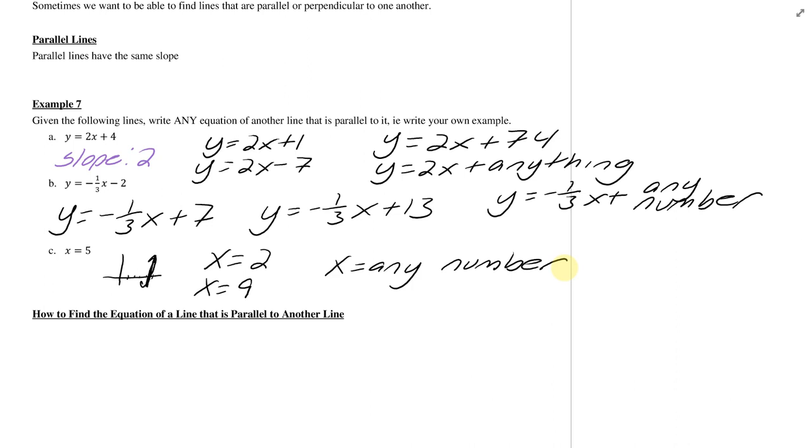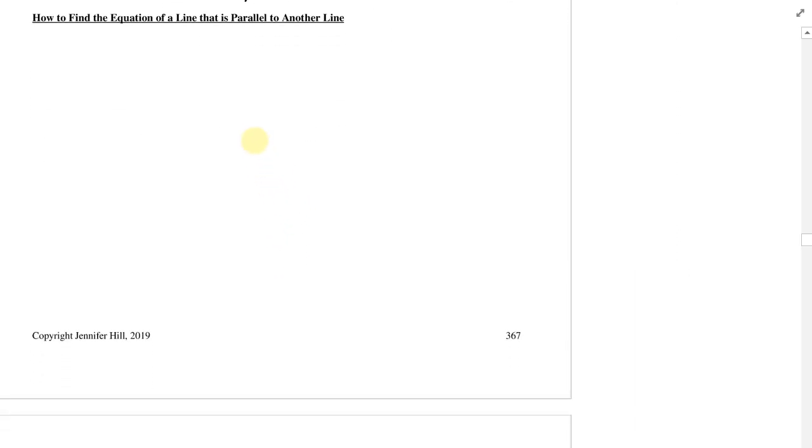So for vertical and horizontal lines, you just have to be a little careful and watch out for them. Okay, so now what I want to do is talk to you about how we find the equation of a line that is parallel to another line.